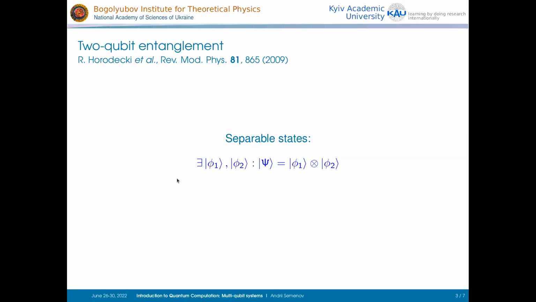And here we are going to an important notion in quantum computing, not only in quantum computing, but in the whole quantum information science, which is called two-qubit entanglement, or simply entangled states.